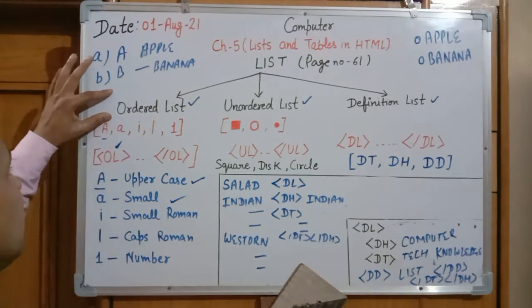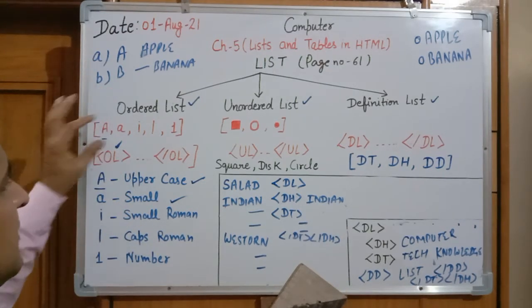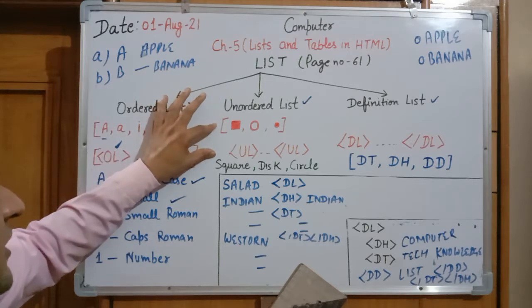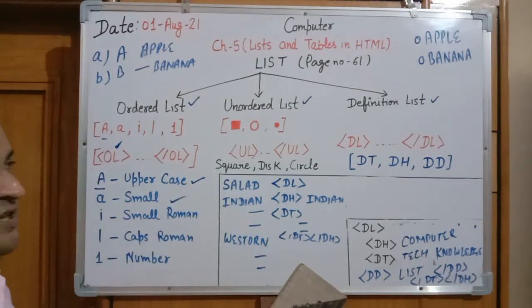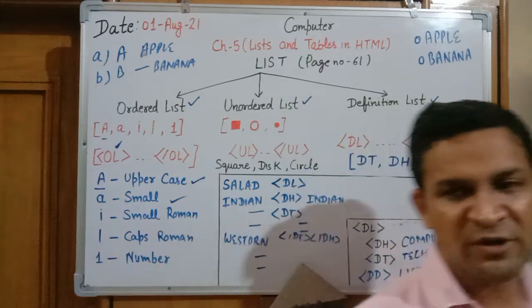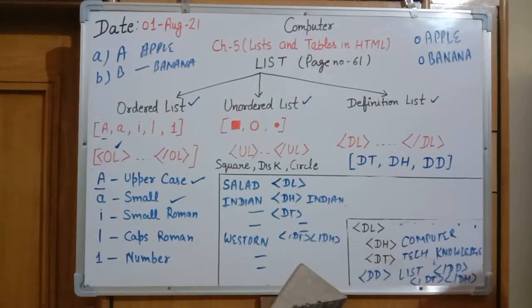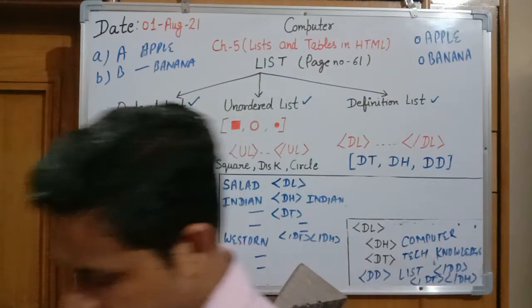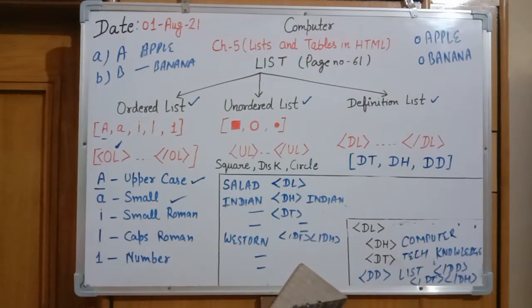So ordered list is for making a sequence of order, unordered is for making the bulleted list, and definition list is used to make the definition of specific topic or term. So let's go through one example of your book that is given. Open your book page number 63. In this example, what is written? See the terms.